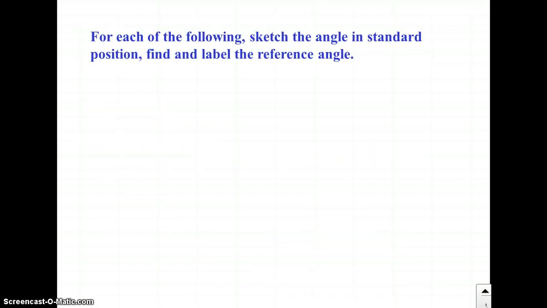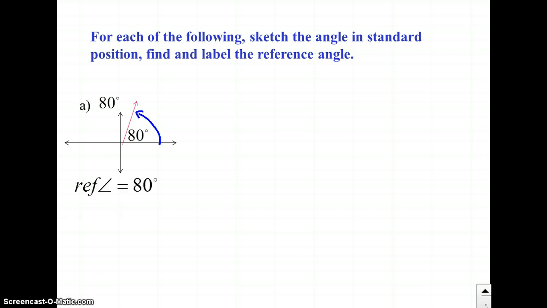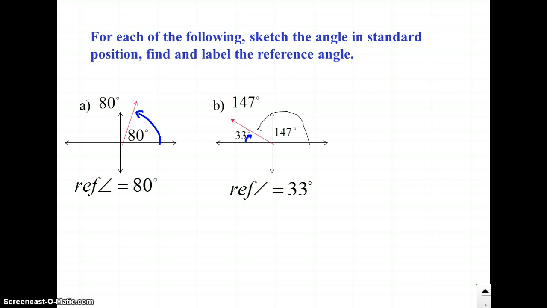For each of the following, sketch the angle in standard position, find and label the reference angle. Here we go, 80 degrees. In standard position, terminal arm should be in quadrant 1. There it is. The reference angle from the x-axis to that terminal arm is still 80 degrees. So the reference angle is also 80 degrees. B, 147 degree angle. In standard position, the terminal arm is in quadrant 2. There's a 147 degree angle. The reference angle is right here, 180 less 147. That reference angle is 33 degrees.